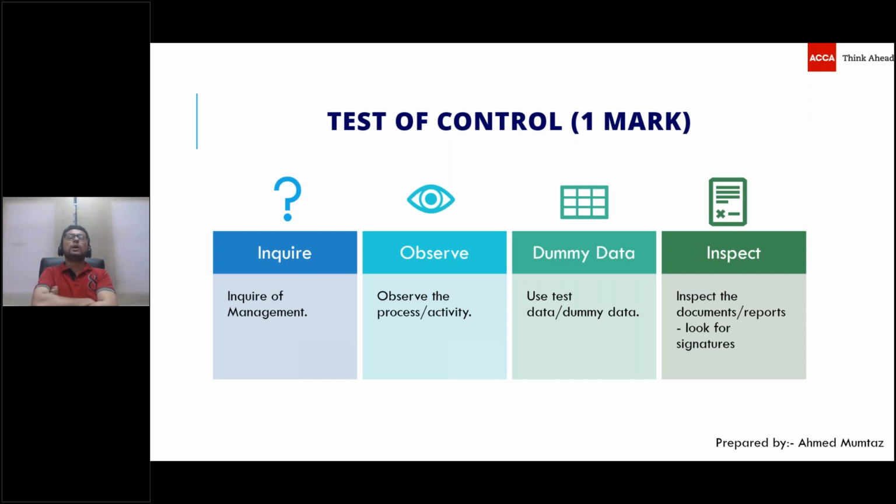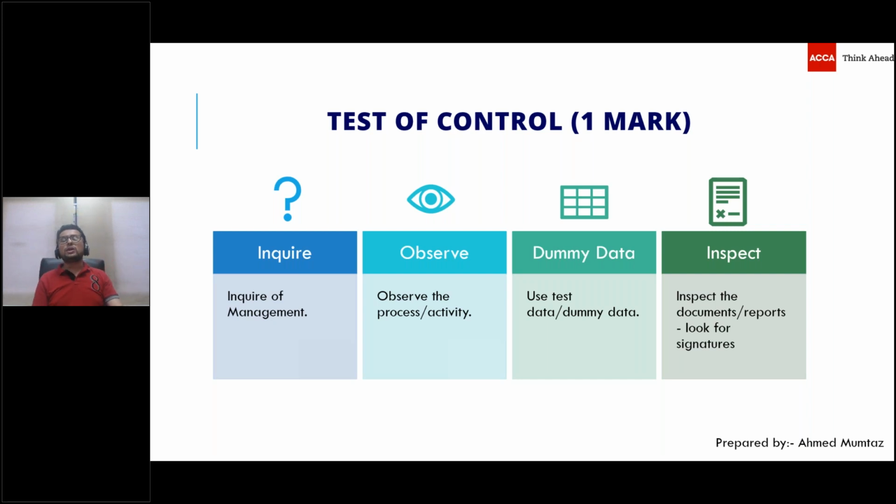Well, in order to score 1 mark, you just need to write one test of control. Test of control number 1 could be you can inquire of management, understand their point of view, how they operate. So have a discussion, a question and answer session with the management. This is what we call inquire. Number 2, you could observe the process. You could observe what the management is doing, whether they are following the SOPs. This is test of control number 2.